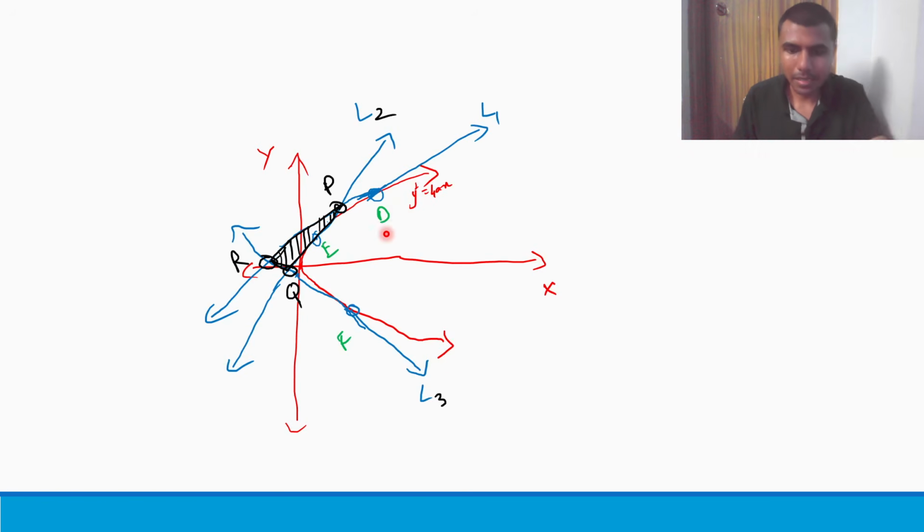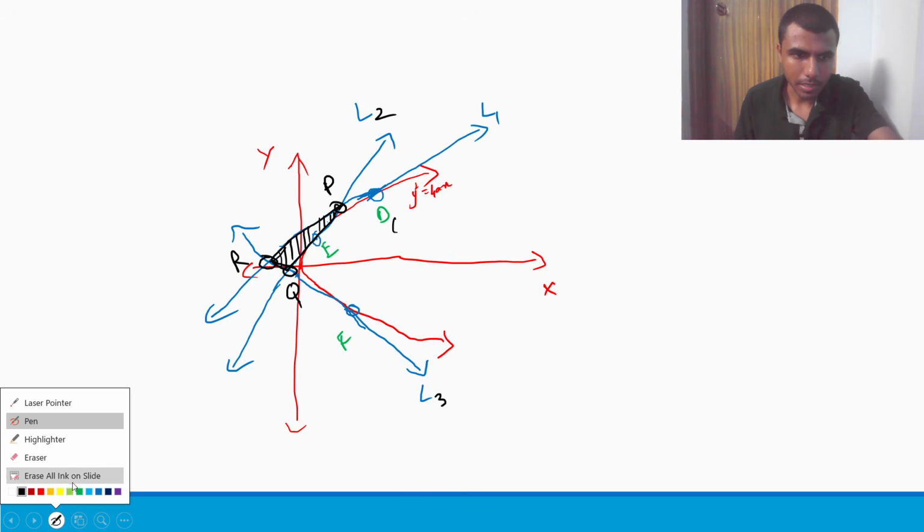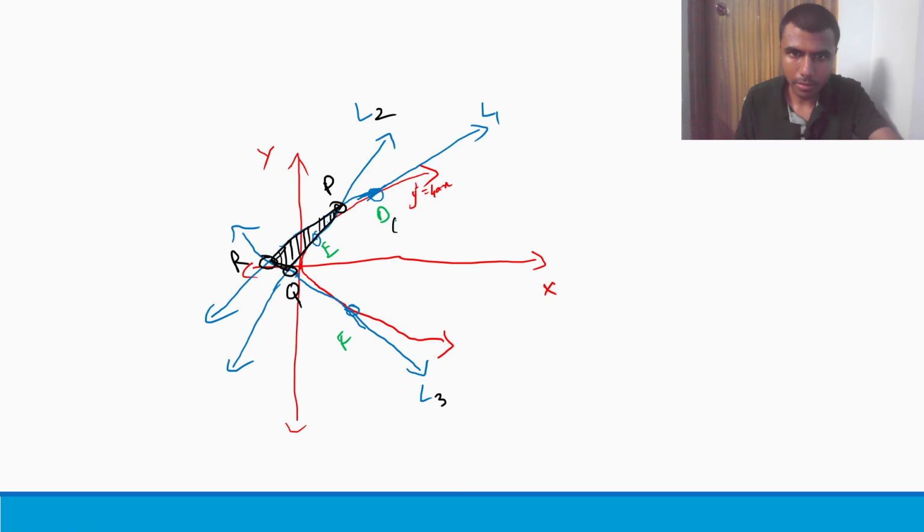This D is already given, x1 comma y1. Okay, let me change the color. D is x1 comma y1, and E is x2 comma y2, and F is x3 comma y3. These three are points on the parabola. Okay, this is already something that is given.